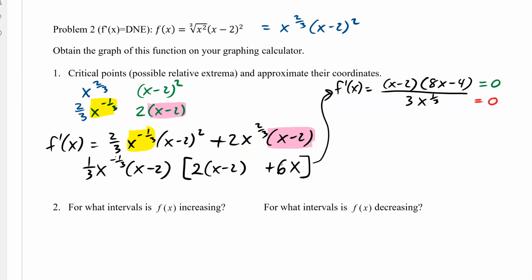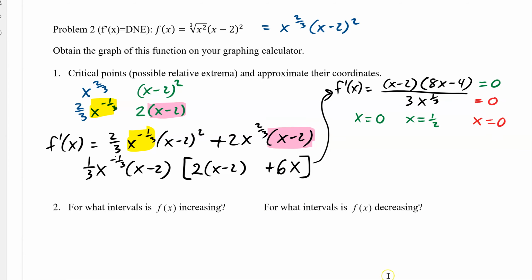So the top numbers would be 0, and if you take 4 and divide it by 8, you get a half. And then the bottom number that makes it 0 would be 0. So no matter what exponent it is, this is only going to become 0 when x is 0. So those are our 3 critical numbers.